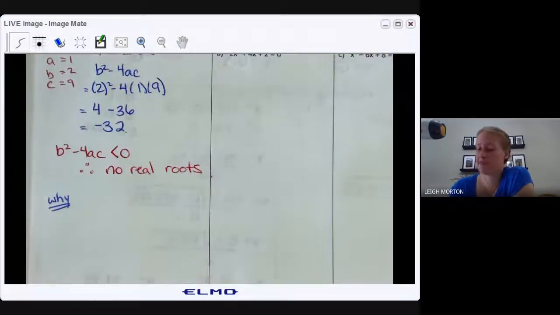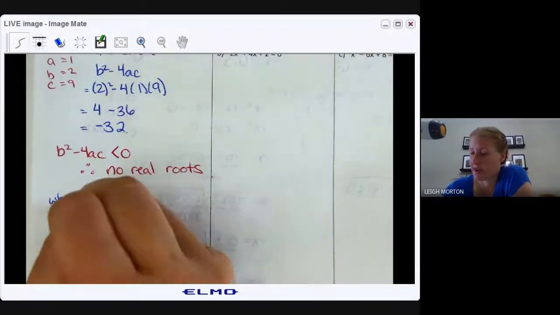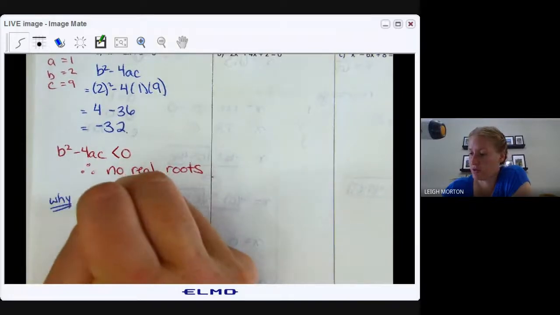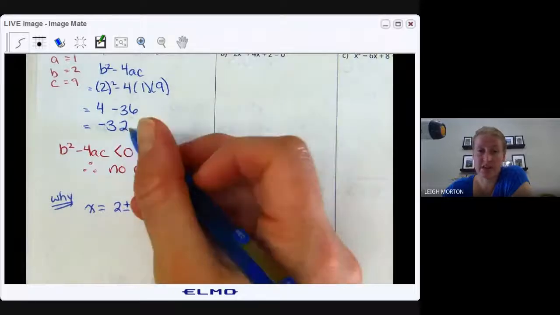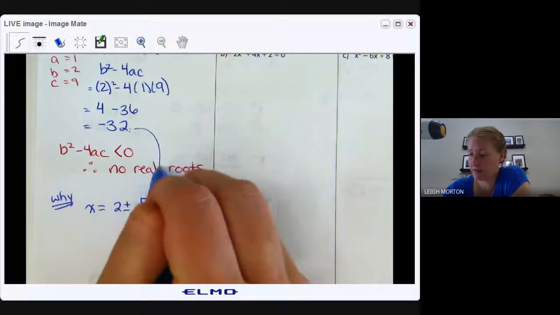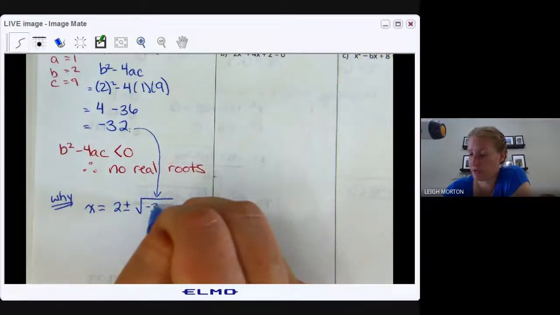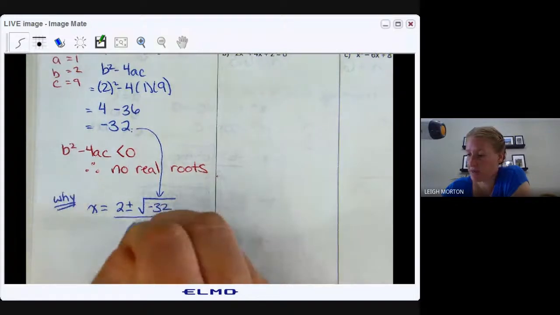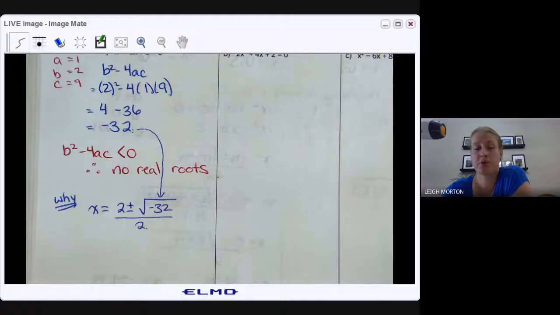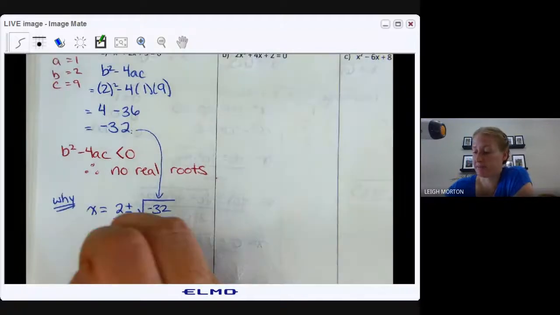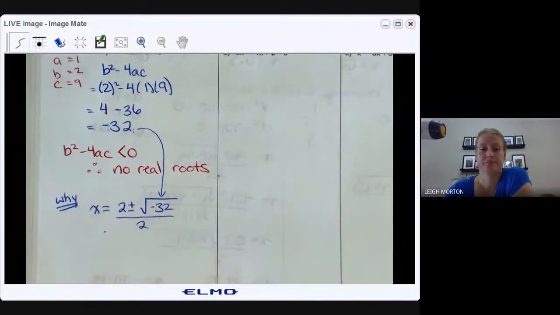Let's say I was doing the full quadratic formula. So I'd have x equals 2 plus minus the square root. We know what my discriminant is. I'm just going to sub this in here, of negative 32, divided by 2a, which is 2. What problem do we run into once we sub it in? Try and calculate this for me.